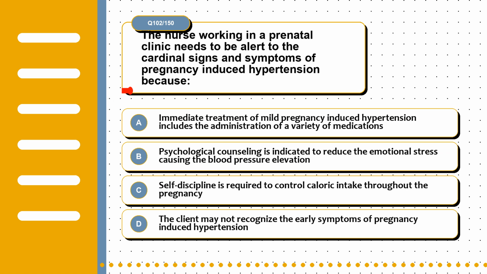Question 102. The nurse working in a prenatal clinic needs to be alert to the cardinal signs and symptoms of pregnancy-induced hypertension because: Option A, immediate treatment of mild pregnancy-induced hypertension includes the administration of a variety of medications. Option B, psychological counseling is indicated to reduce the emotional stress causing the blood pressure elevation. Option C, self-discipline is required to control caloric intake throughout the pregnancy. Option D, the client may not recognize the early symptoms of pregnancy-induced hypertension.